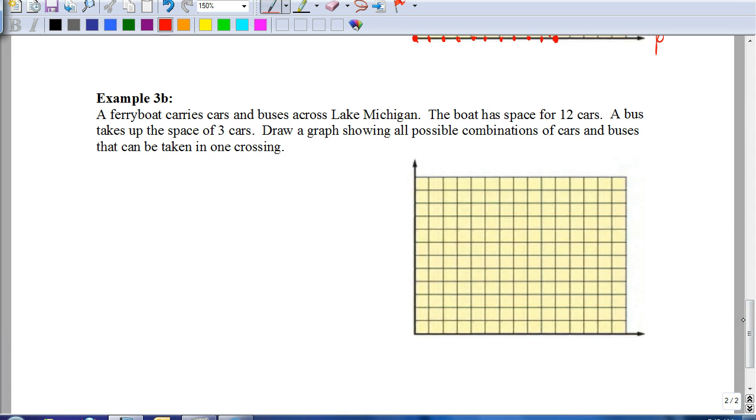Okay, why don't you guys work on this one on your own? So why don't you pause the video and hit play when you're ready to check your answers. Okay. So for this one it says, a ferry boat carries cars and buses across Lake Michigan. The boat has space for 12 cars. A bus takes up the space of 3 cars. Draw a graph showing all possible combinations of cars and buses that can be taken in one crossing.